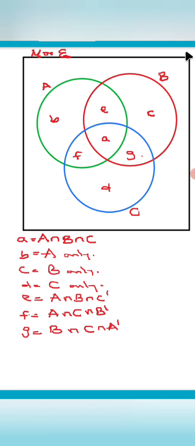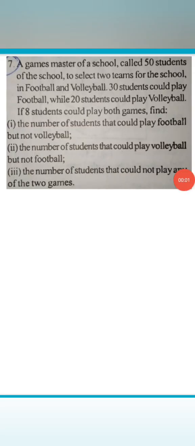Then let's see how to solve problems on this Venn diagram. Let's look at this problem. A game master of a school called 50 students of the school to select two teams for the school in football and volleyball. 30 students could play football, while 20 students could play volleyball. If 8 students could play both games, then the question tells us to find, one, the number of students that could play football but not volleyball, which means the number of students that could play football only.